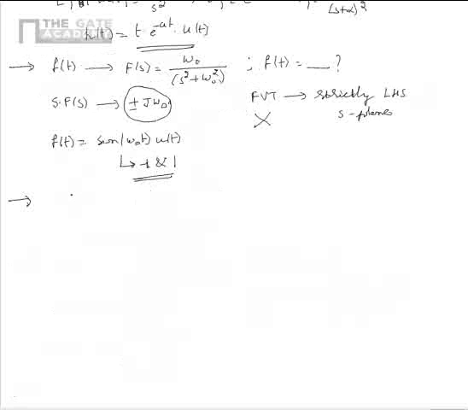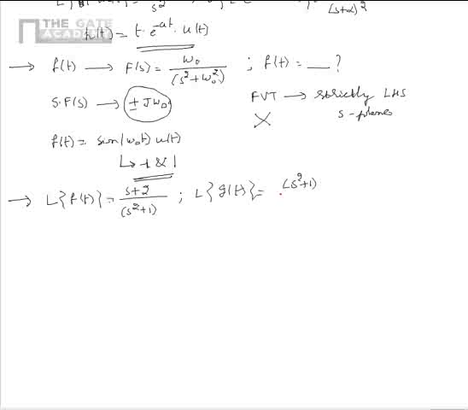Now let us start looking into another problem, as a part of which it's given that the Laplace transform of a function f of t is equal to s plus 2 divided by s square plus 1, and the Laplace transform of g of t is equal to s square plus 1 divided by (s plus 3) into (s plus 2). We need to find the Laplace transform of integral 0 to t f of tau g of t minus tau d tau.